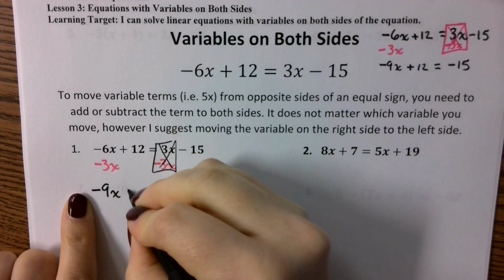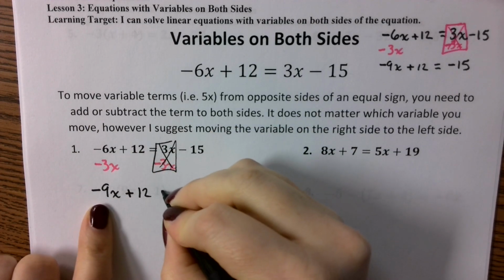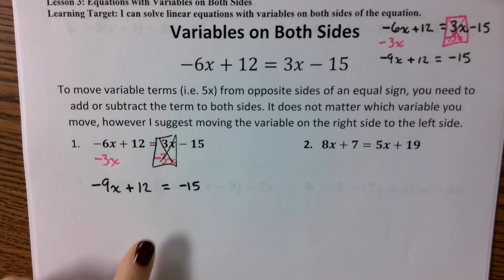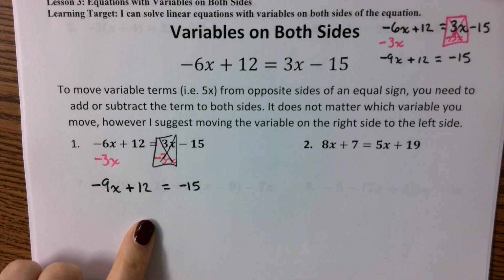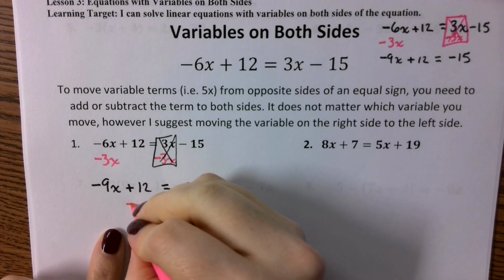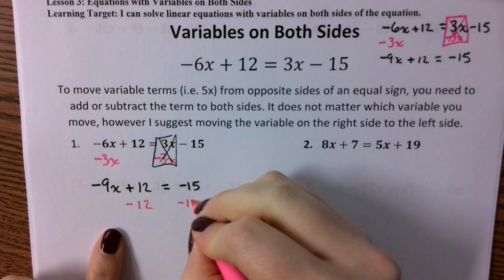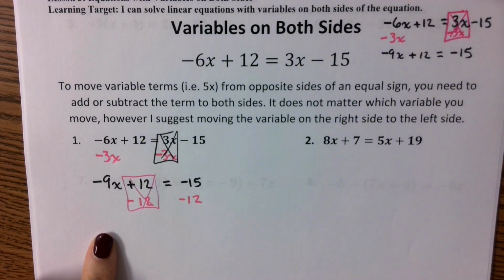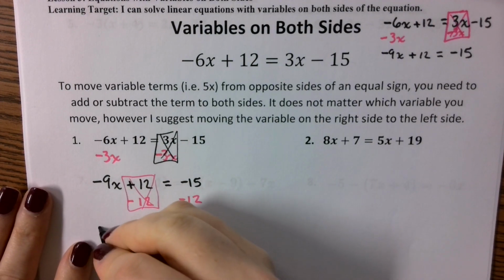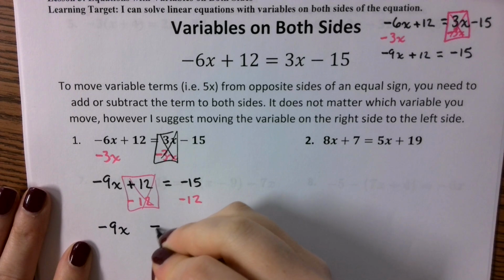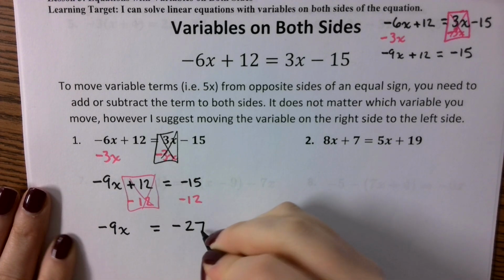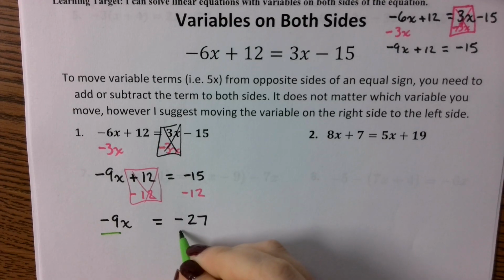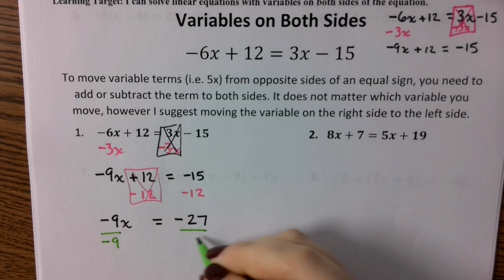Isn't that fun? All right, so we have negative 9x plus 12 is equal to negative 15. We would go ahead and get rid of the 12. Move the 12 to the other side by subtraction. So we're subtracting the 12 from both sides. That's going to leave you with negative 9x is now equal to negative 27. And then our last step is to divide both sides by negative 9.